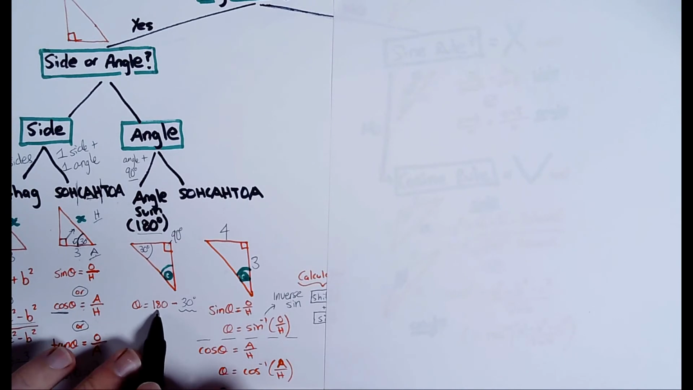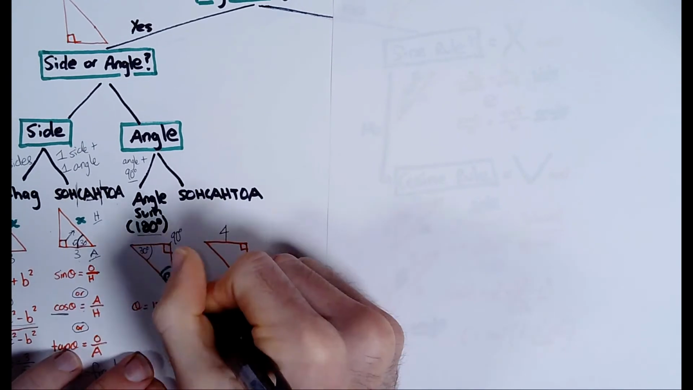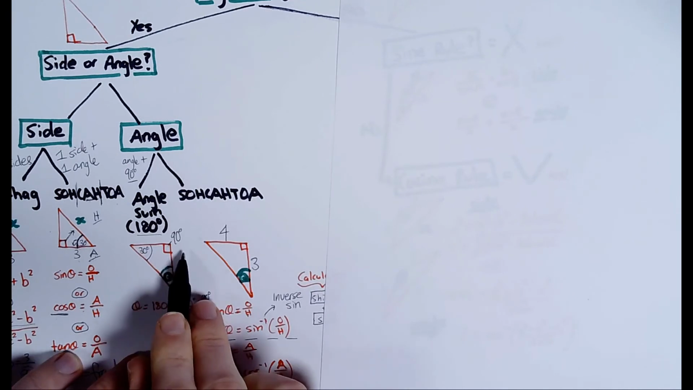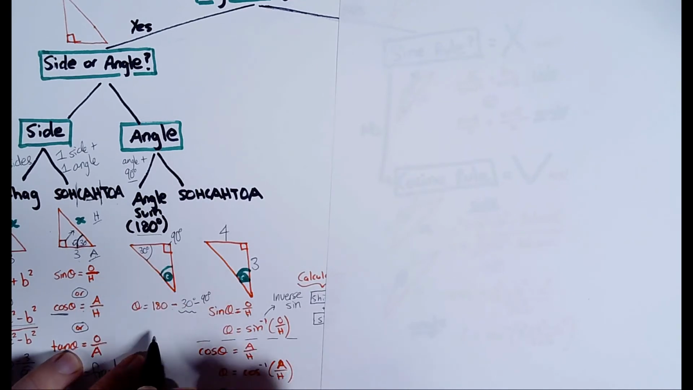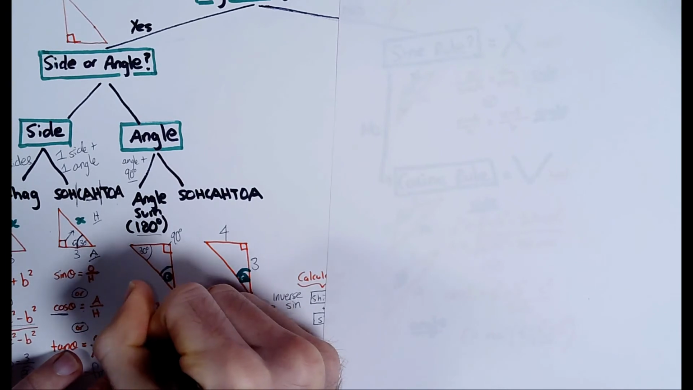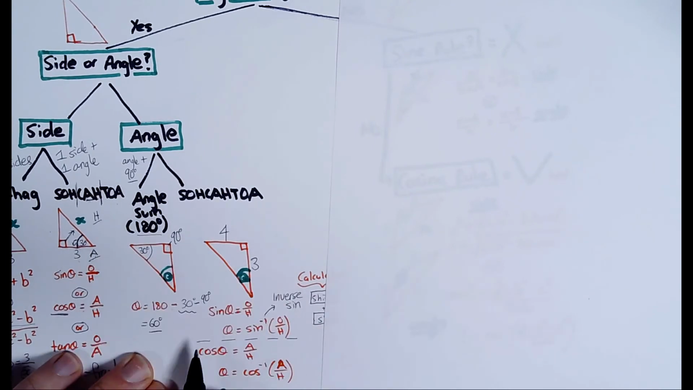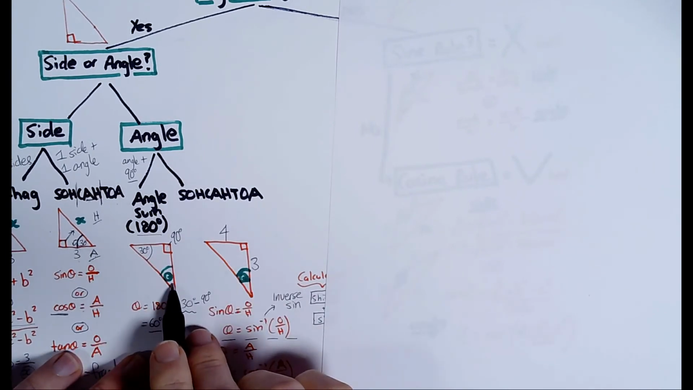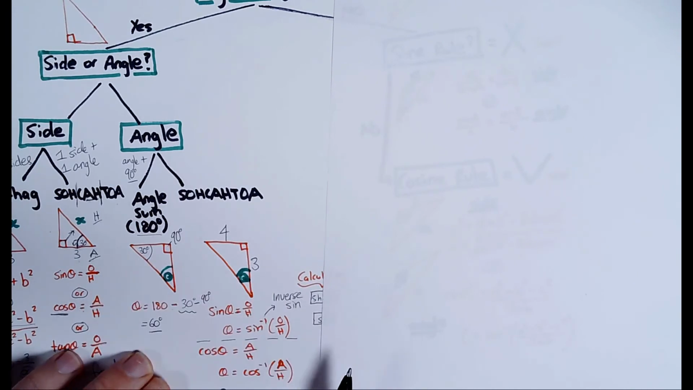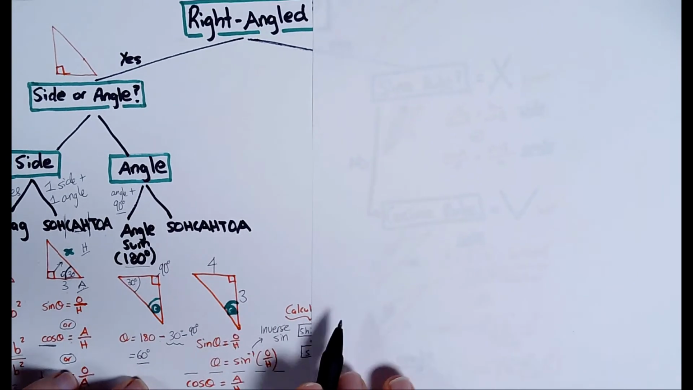So it would be 180 minus 30 minus 90. Don't forget that the box means 90. So you're actually given two angles. So once you subtract 90 and 30, you'll be left with 60 degrees. So I already know the missing angle without having to do anything else because I was given that second angle here. But the more common situation is where you're given two sides.